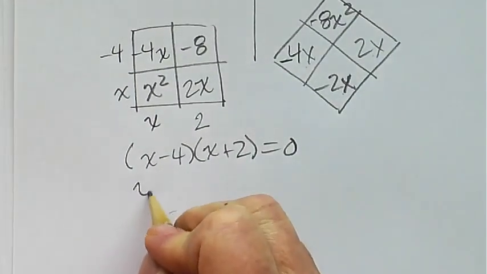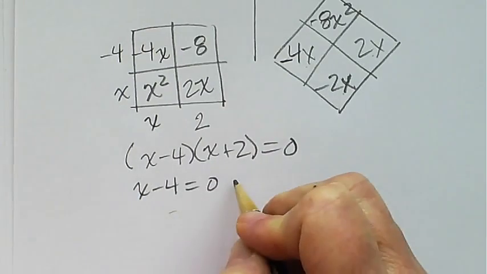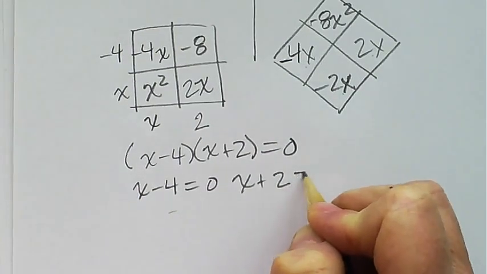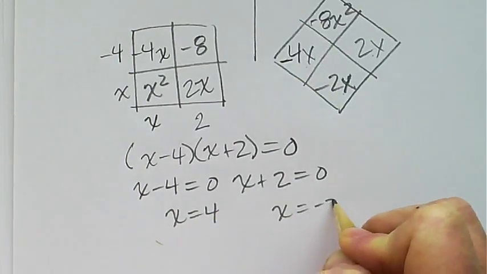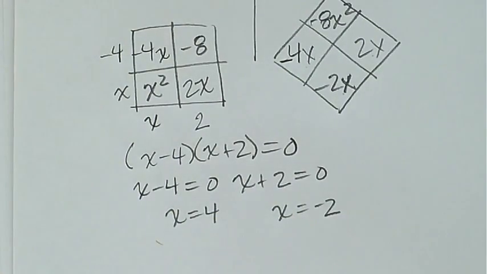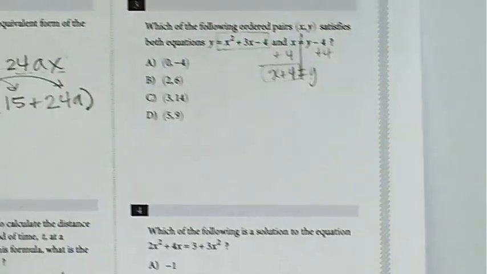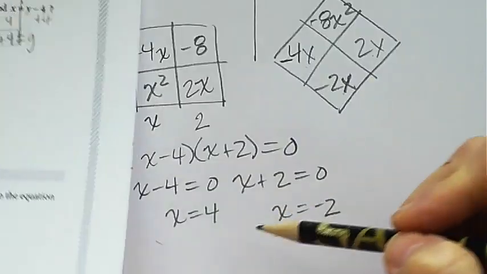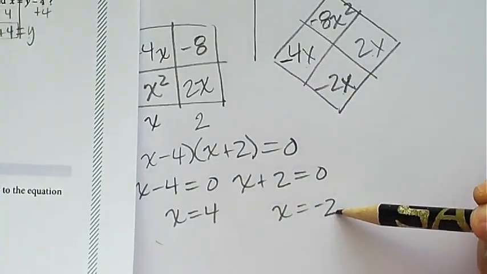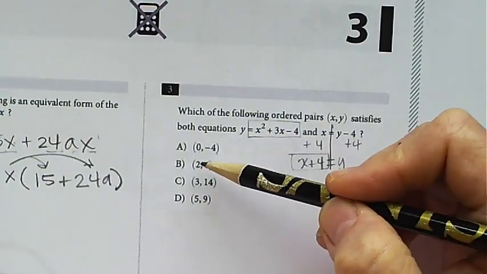So then x minus 4 equals 0. This is zero product property, or x plus 2 equals 0. So either x equals 4 or x equals negative 2. So there's two solutions, but you can only choose one. It says which of the following satisfies both equations. So I'm looking for an x coordinate of 4 or negative 2.